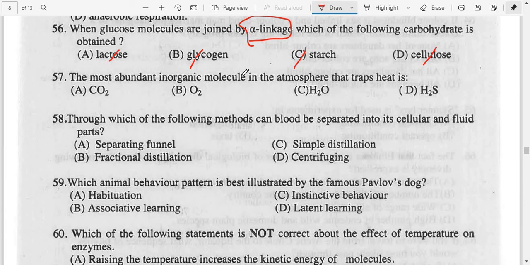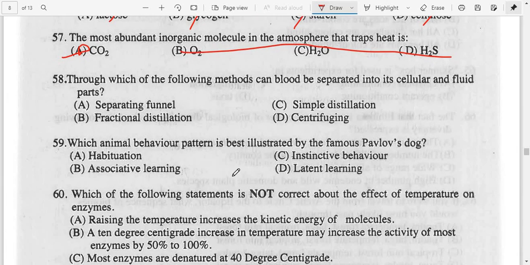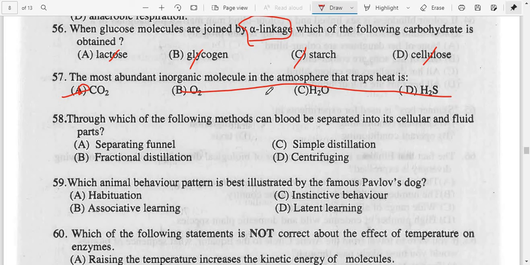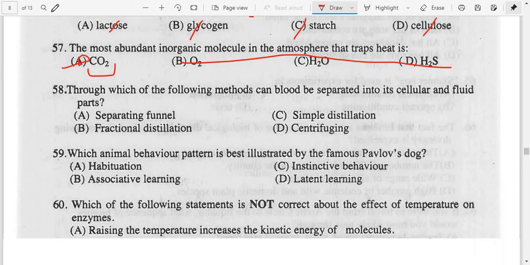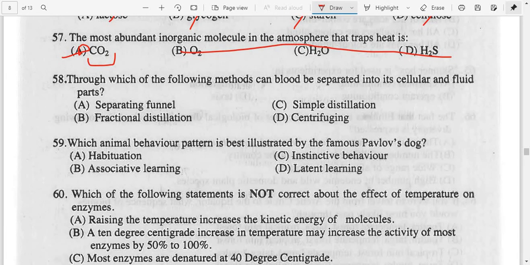The most abundant inorganic molecule in the atmosphere that traps heat is carbon dioxide. Oxygen, sorry. Inorganic. Yeah, all of them are inorganic. Oxygen doesn't trap heat, and water can trap heat too, but it's carbon dioxide. Okay. Through which of the following methods can blood be split into cellular and fluid parts? The same. Centrifuging.